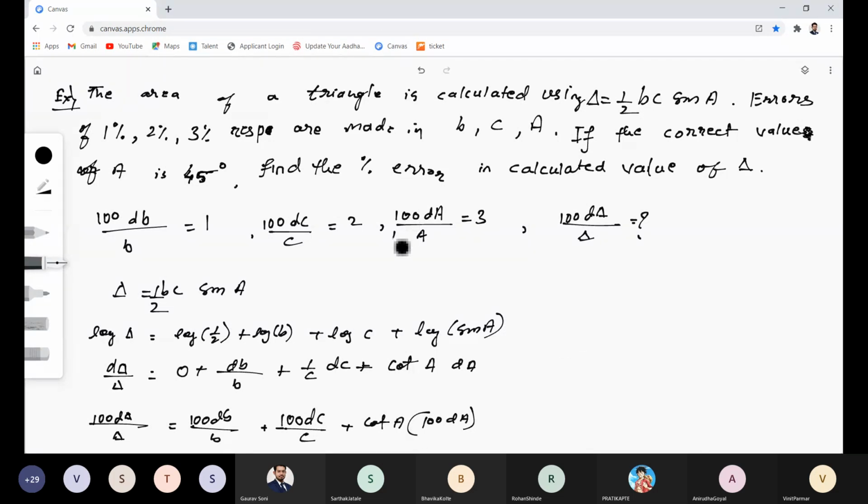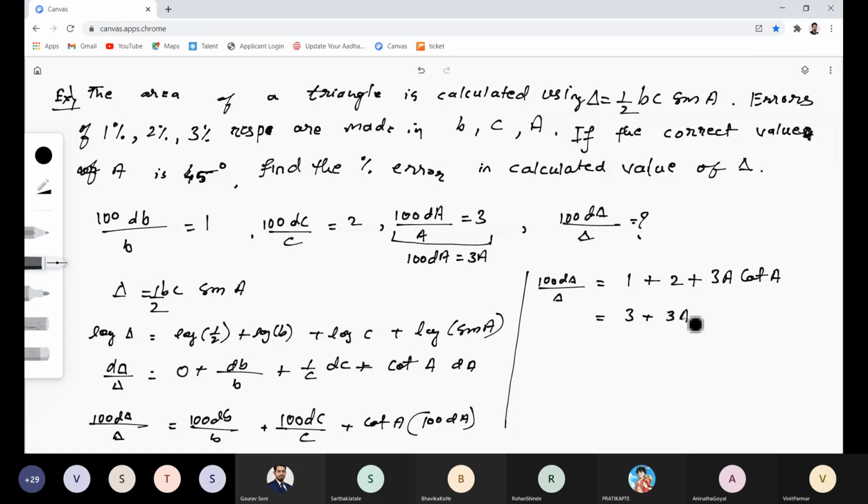Now from this expression, 100 into dA upon A is actually 100 into dA is equal to 3A. So we can put this value there, and what we get is 100 into d delta upon delta is equal to 1 plus 2 plus 3A cot of A, which is nothing but 3 plus 3A cot of A. This is 100 into d delta upon delta.